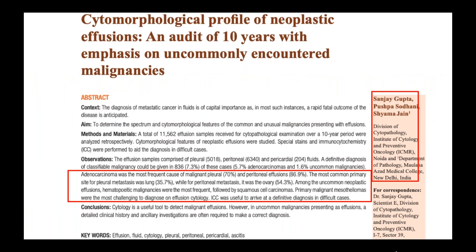This was one study done from FC by Dr. Shama Jain, HOD pathology. They evaluated 11,500 effusion samples. Okay, quite a large number. And they found that adenocarcinoma was the most frequent cause of malignant peritoneal effusions. Now they are talking only of malignant effusions. So adenocarcinoma was the most common cause, and the most common malignancy to metastasize to the peritoneum was ovarian, 54%. So this is very useful data from our own institution.